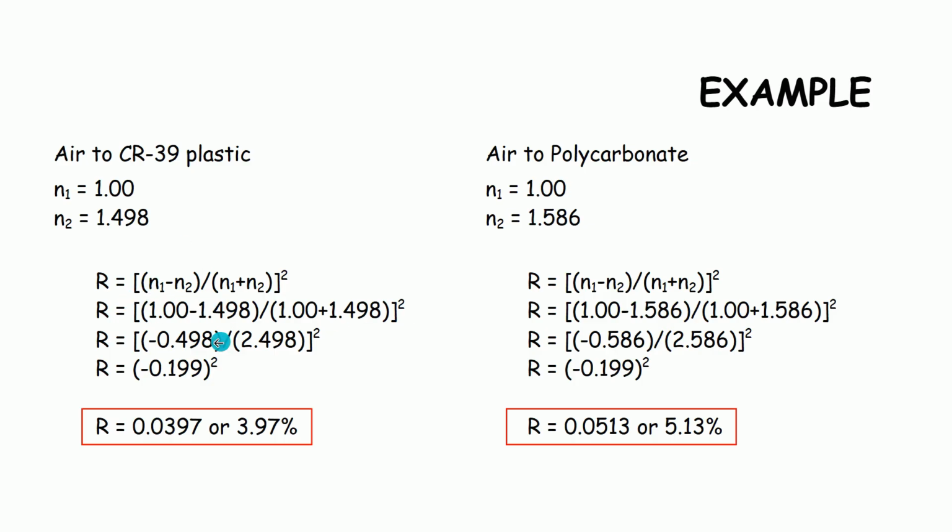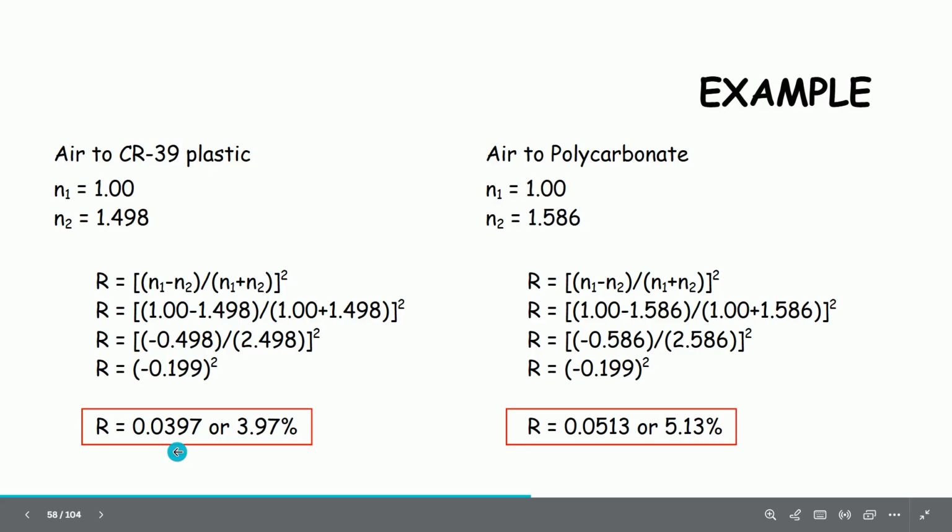Let's put that aside, and as you can see, the difference is always 2 because you subtract here and add here. That is if our N1 is 1. But if N1 is given, of course the difference will vary. And now we have arrived with our R here being negative 0.199 squared. Since it is squared, the negative is eliminated. So our R here becomes 0.0397 or 3.97%.